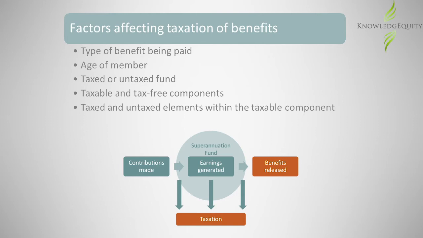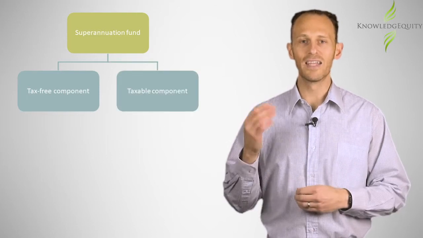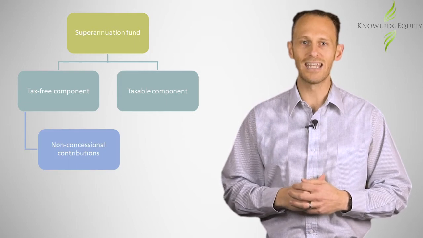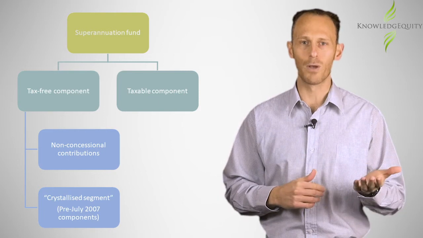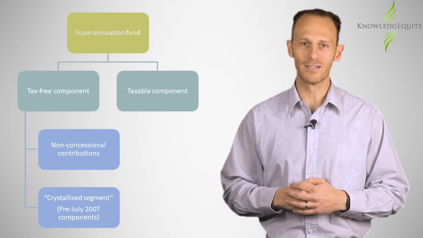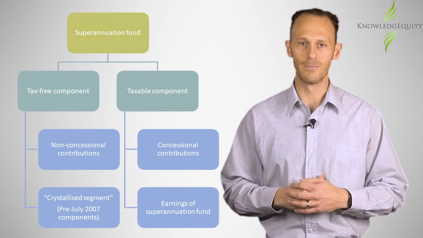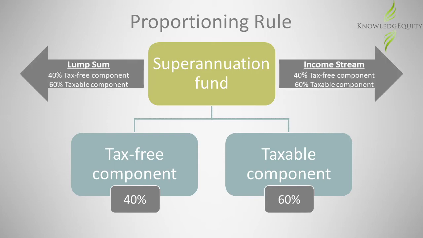A superannuation account is generally made up of the tax-free component and the taxable component. The tax-free component consists of non-concessional contributions and other crystallised segment contributions. The taxable component consists of the remaining balance and includes concessional contributions and earnings within the super fund. Withdrawals from the super fund are made in the same proportion that each component represents, with the tax-free component remaining tax-free on exit.